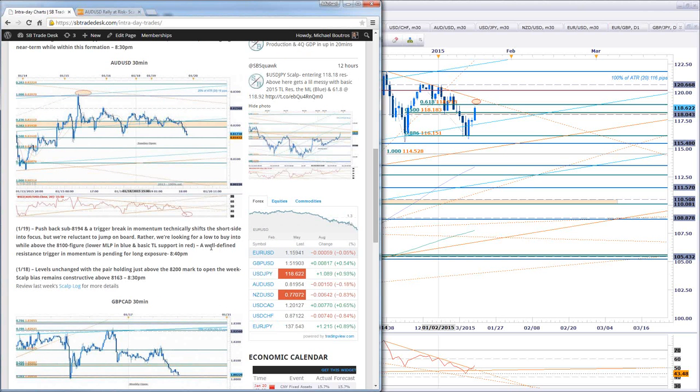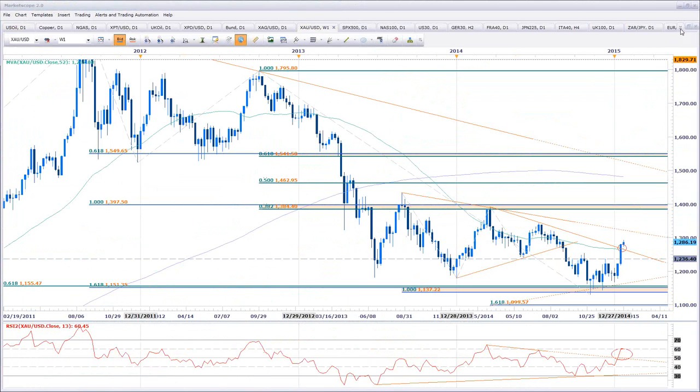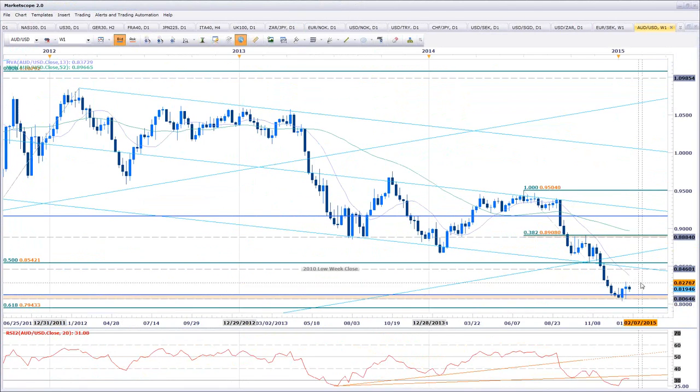So what I wanted to say is this: the break that we saw yesterday, and I noted this yesterday in the report as well, technically shifted the short side into focus. But I wrote that we were reluctant to jump on board because of the broader picture for the Aussie. Remember, that 8080, 8060 threshold that we've been holding since the start of the year is a massive area of support. I've shown you guys all this before, but if you look at the weekly chart for the Aussie, it's a pretty big region of support.